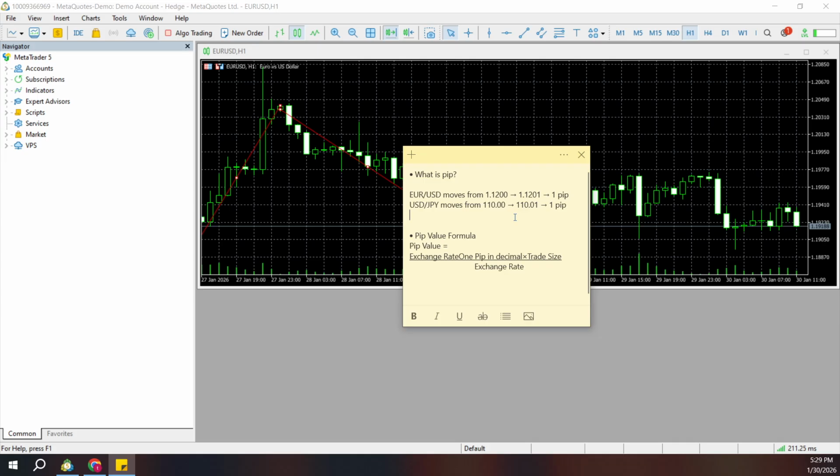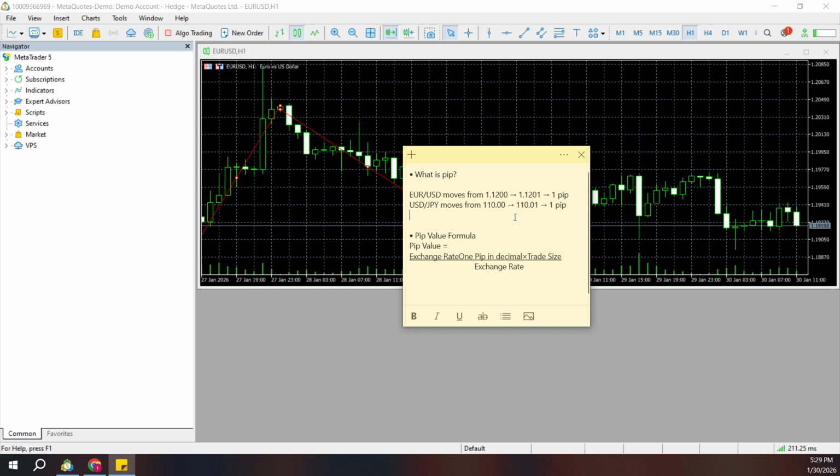Next, calculate pip values so you know what each pip is worth in your account currency. The general formula is pip value equals 1 pip in decimal times your trade size, divided by the exchange rate. If your account currency matches the quote currency of the pair, the exchange rate part effectively cancels and the result is already in your account currency.